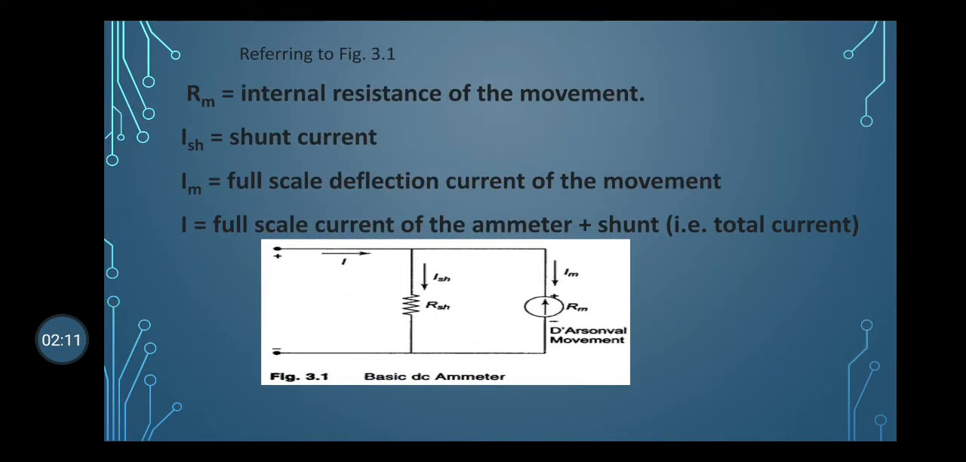Now, referring to the figure in this slide, that is the basic DC ammeter, in which Rm is the internal resistance of the movement of the particular meter. ISH is the current flowing through the shunt resistance, that is the shunt current. Im is the full scale deflection current of the movement of the meter, and capital I is the full scale current, that is the addition of the current flowing through the shunt resistance and the meter current.